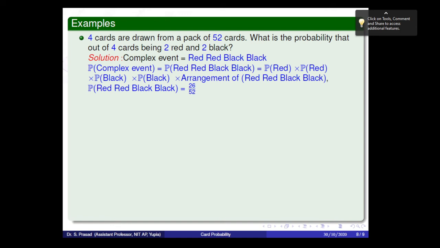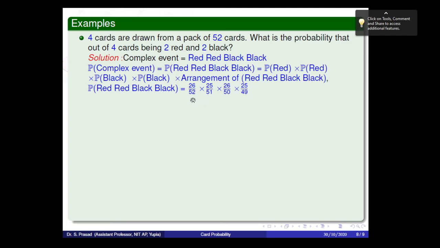The remaining red cards are 25. That's why the remaining cards, our total number of possible outcomes, is also 51. So we can write here 25 by 51, into, for the black cards, therefore the black card is 26 by 50, and again black cards, then we write again 25 by 49.